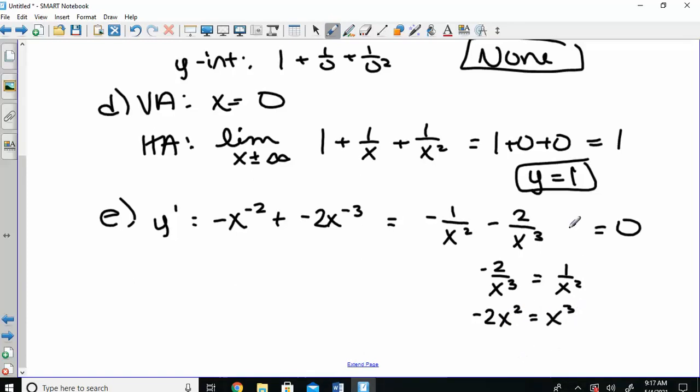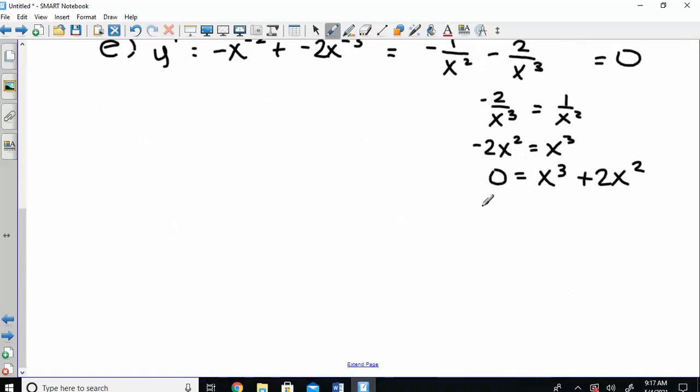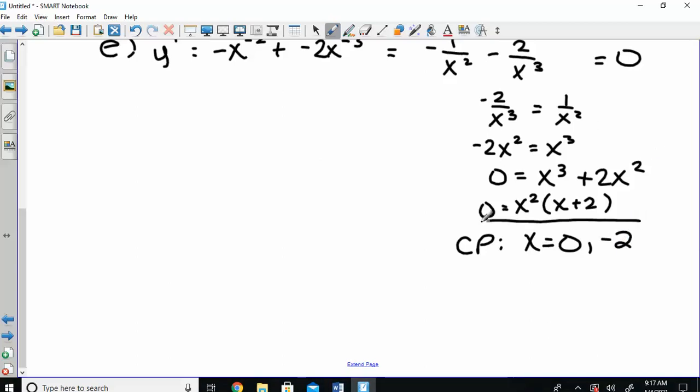So we could add one term over, cross multiply. If we get everything on one side, what can we do now? Take out x squared. So our critical points are at x equals 0, which is technically what made it undefined, and negative 2.